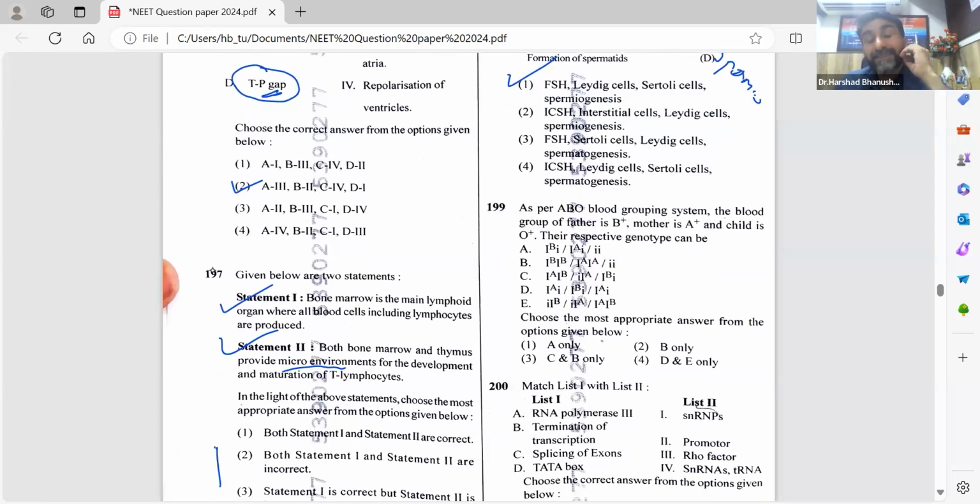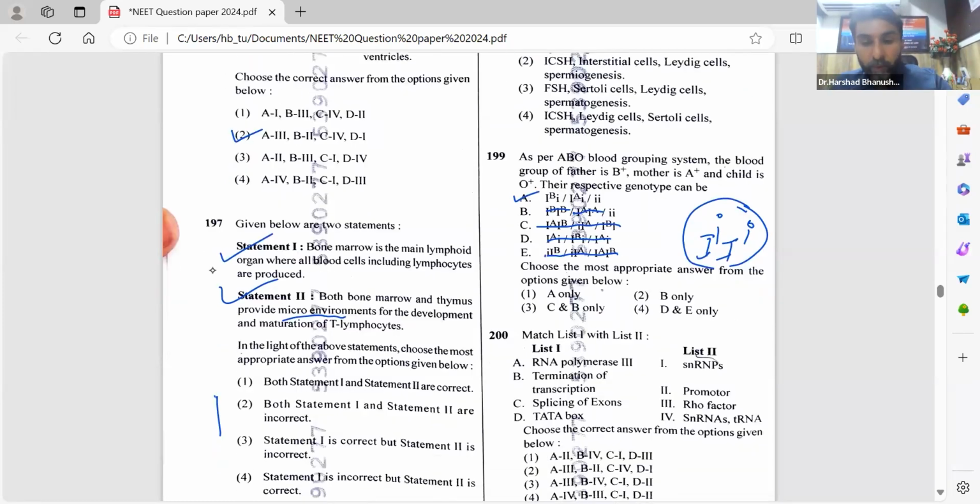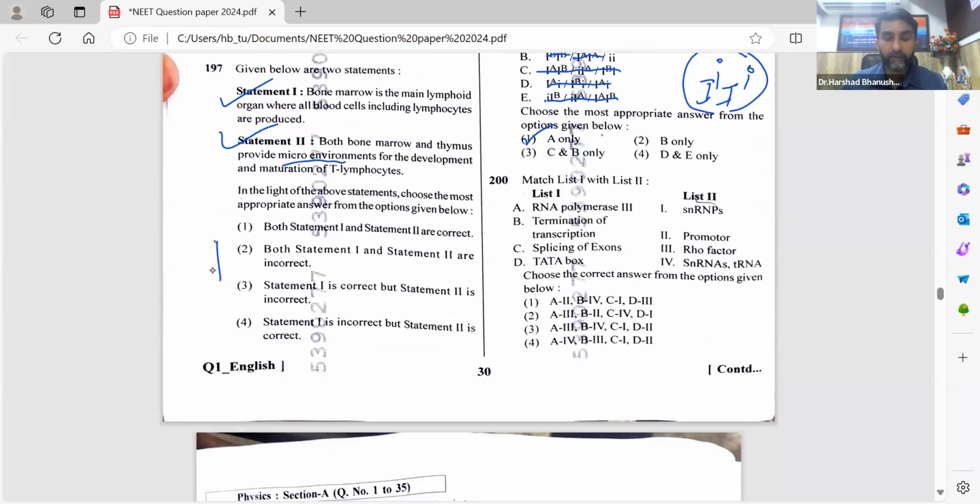Now here, the child is O blood group. If the child is O blood group, that means the child has this type of genotype. This is the child's genotype. So these options get ruled out. These options get ruled out. Now, if the child has these genes, both the parents should have these genes. If both the parents should have these genes in them, these options get ruled out. The answer would be option number, or rather A only would be the correct answer in this case.